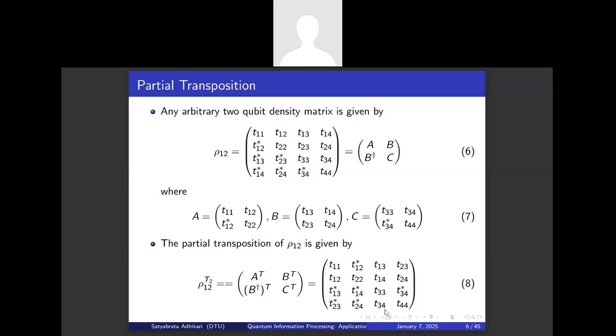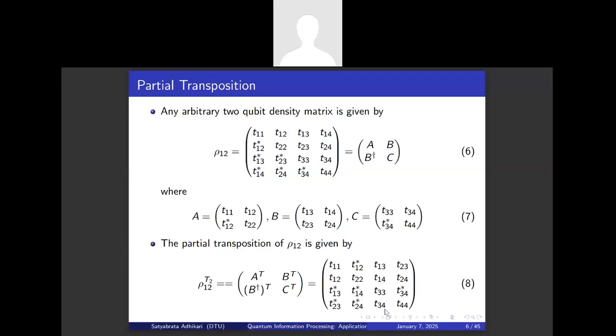The positive partial transposition criteria tells us that, first of all, the rho 12 given in equation 6 is a density matrix. What does this mean? The density matrix is a Hermitian matrix, that means rho 12 equals rho 12 dagger. This is the first thing. Second, the trace of rho 12 must be equal to 1. So if you consider the trace of this density matrix, it would be equal to 1.